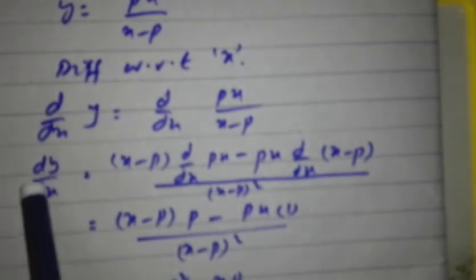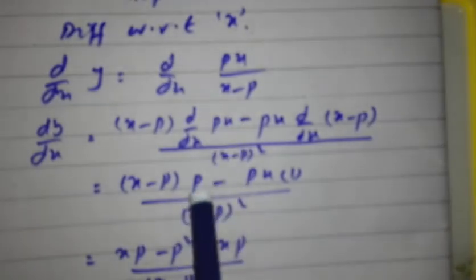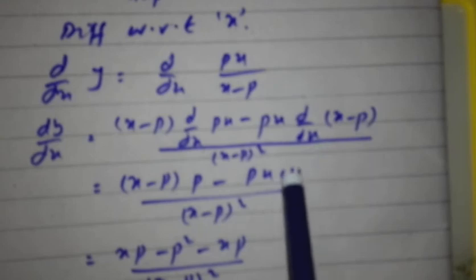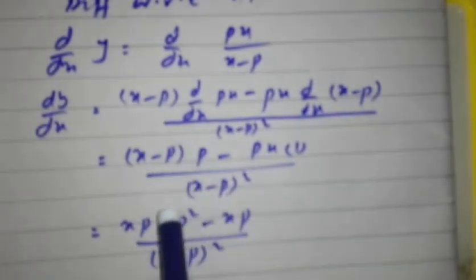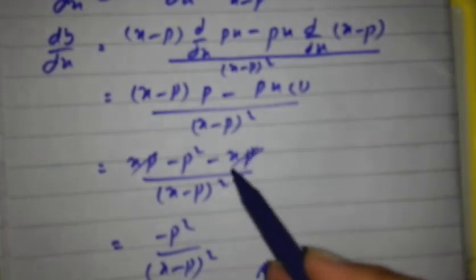Now differentiate using the quotient rule. d by dx of y, d by dx of this. Here we get dy by dx: denominator times derivative of numerator minus numerator times derivative of denominator, over denominator square. So the px derivative is p, and here the x derivative is 1 and the p is 0, so we can write here 1. Now multiply this x with p, we get xp and minus p square, and here minus xp. This xp cancels with xp, so here remains minus p square over (x minus p) whole square, the answer.